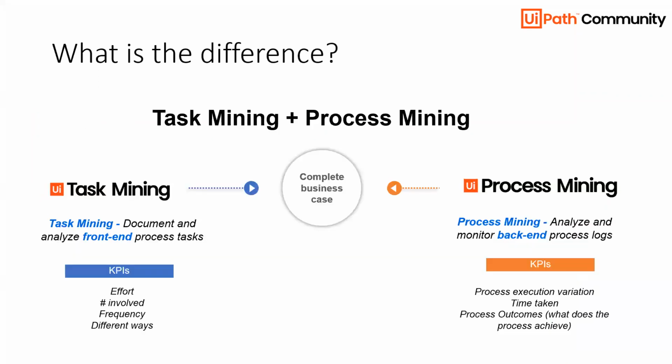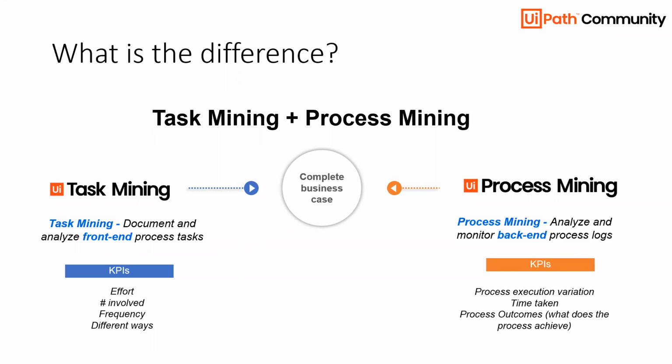Now, the most asked question, and most of you will also have this question in your mind, is what is the difference between Task Mining and Process Mining? There are two products which come under the discovery phase. First one is Task Mining. Second one is Process Mining. Also, there are Automation Hub and Task Capture. But Task Mining and Process Mining both have a little bit of difference.